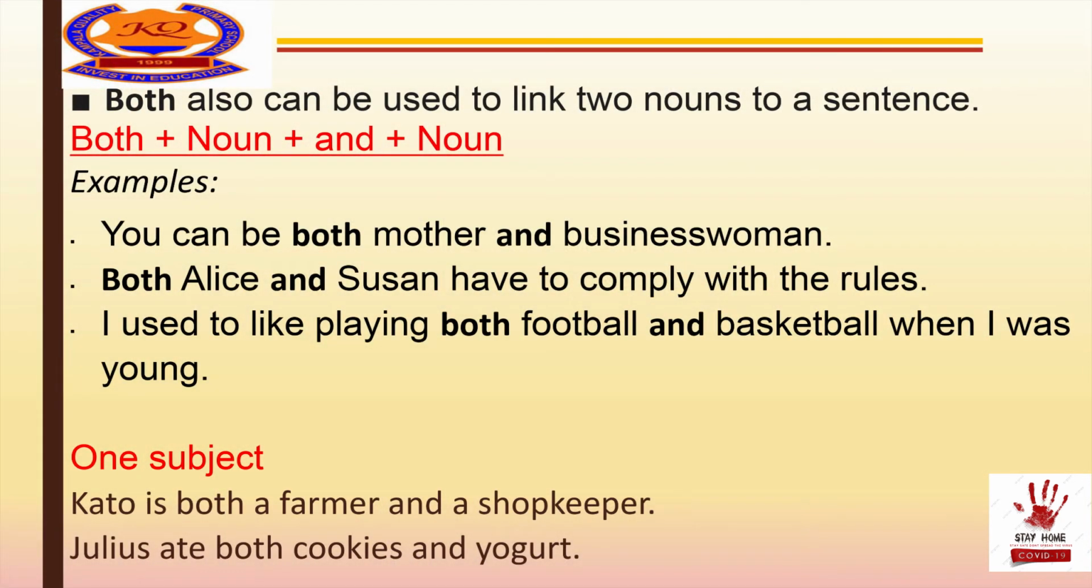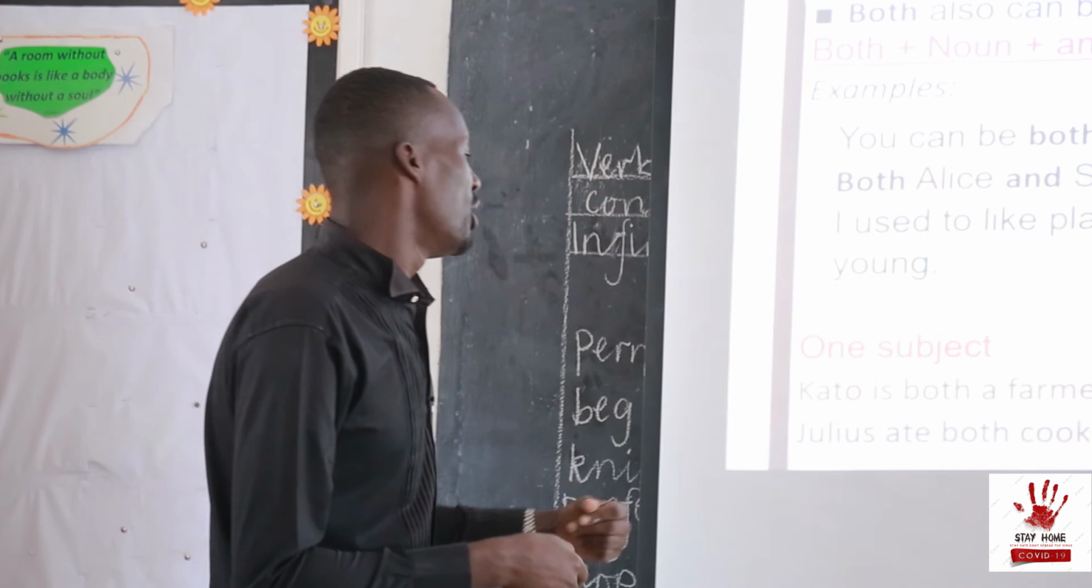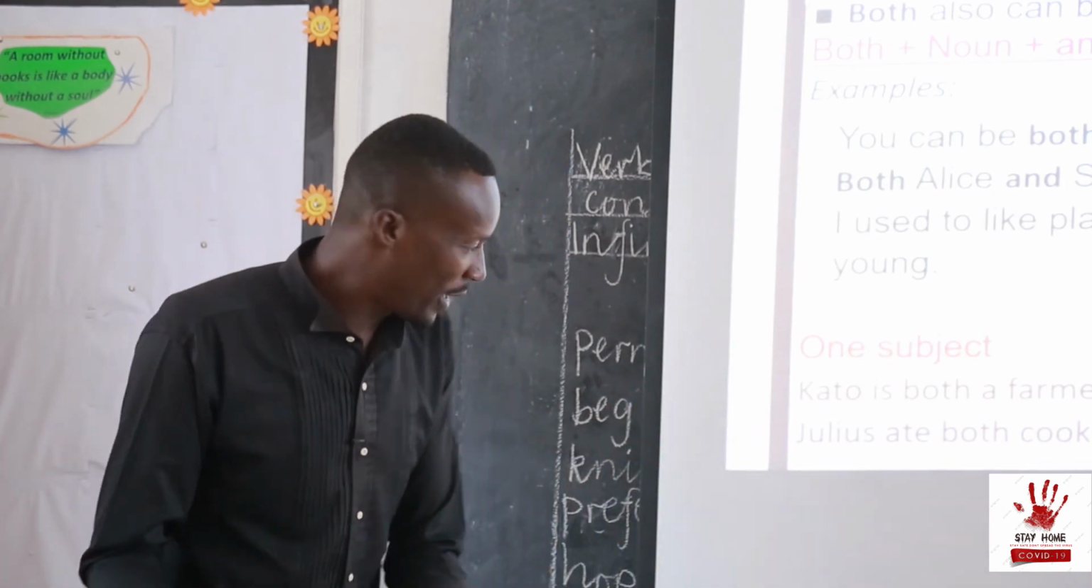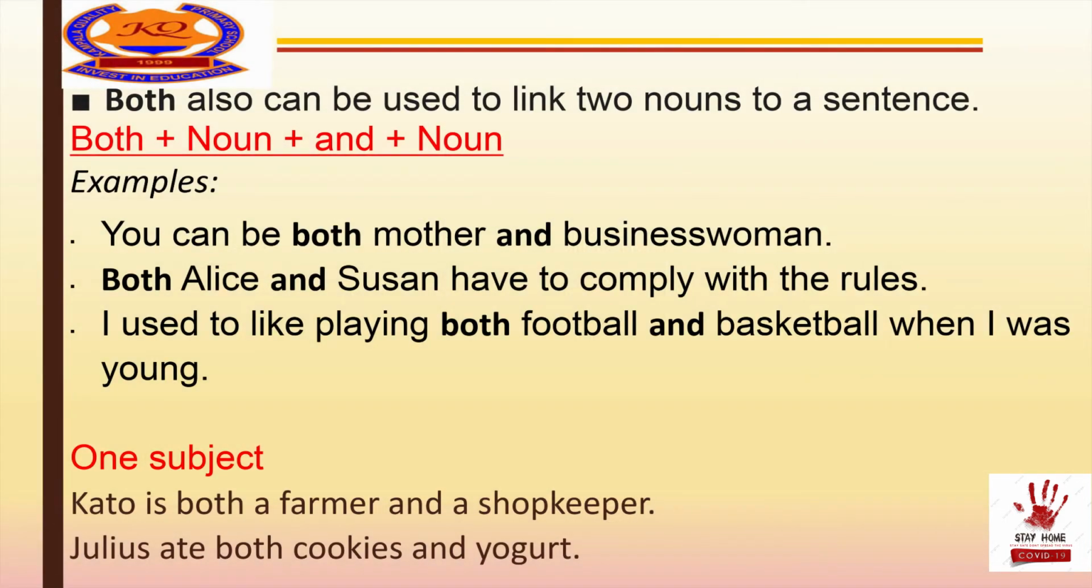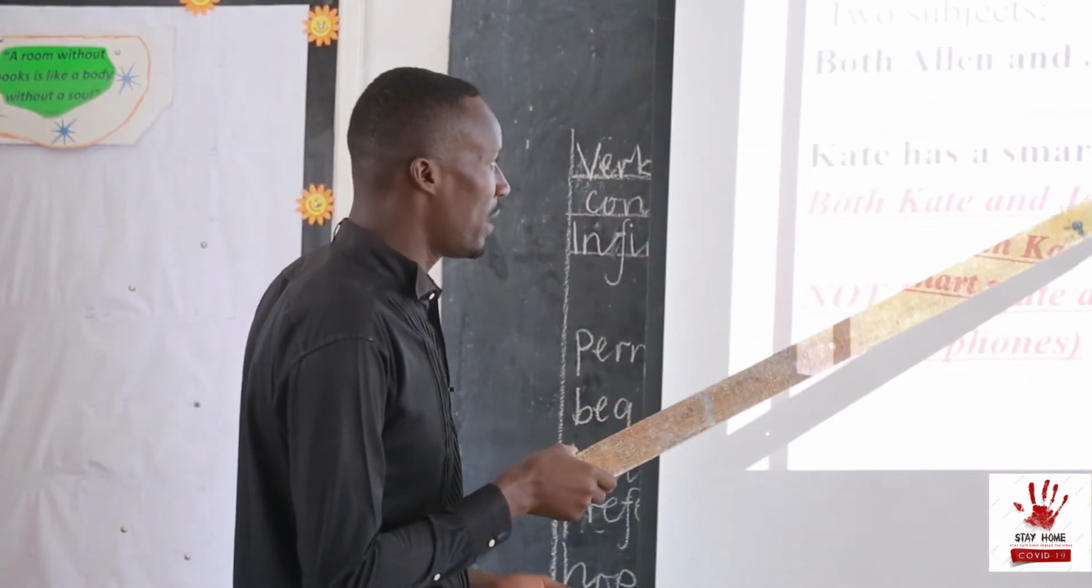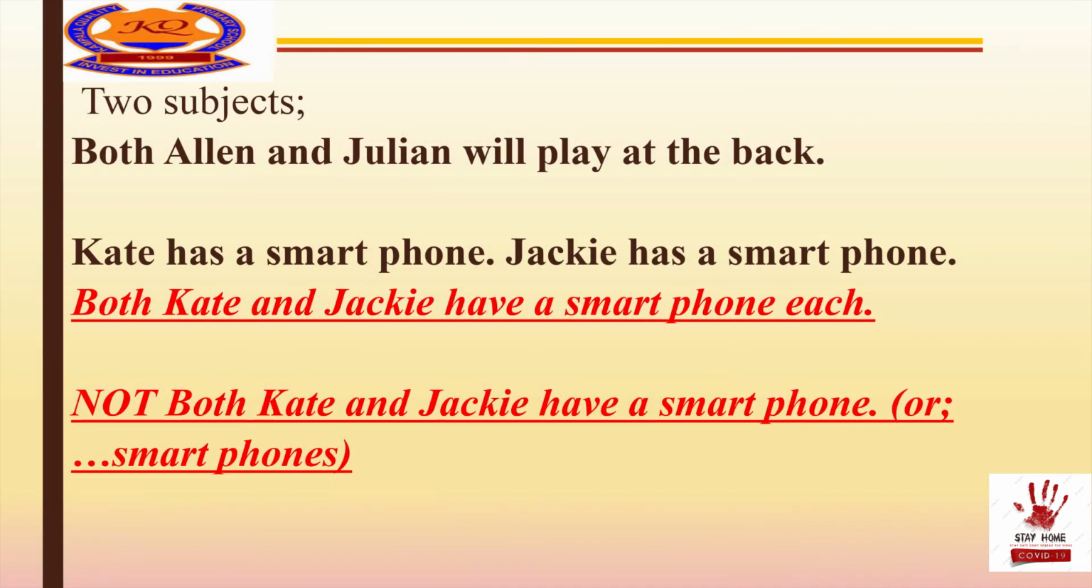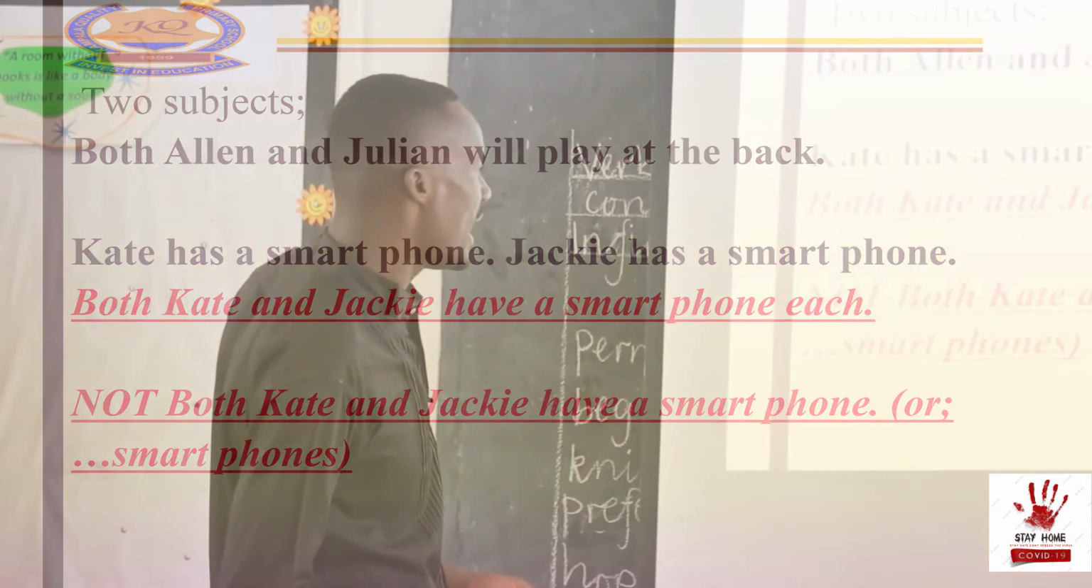One subject, both. Kato is a farmer, Kato is a shopkeeper. So it's Kato is both a farmer and a shopkeeper. If we have Julius ate cookies, Julius ate yogurt, we say Julius ate both cookies and yogurt. But when we have two subjects, Alan will play at the back, then Julian will also play at the back. So we say both Alan and Julian will play at the back.